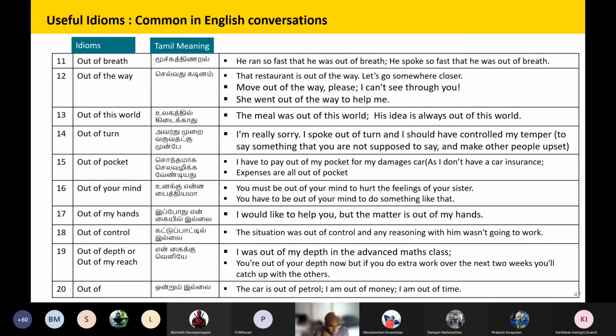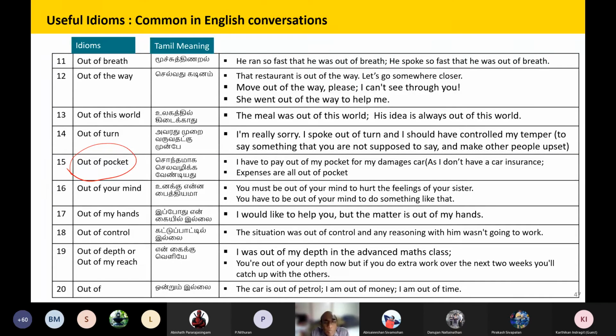So there are many things here. Let's go to the next page. I don't want to go through every one of them. Out of pocket. Who wants to go for out of pocket? Prakash, what does that mean? It's your money you are spending. So I have to spend everything out of my pocket. That means you're not borrowing money from your father or mother or anybody else. You save some money and you are spending it for something. So you say it's out of my pocket.